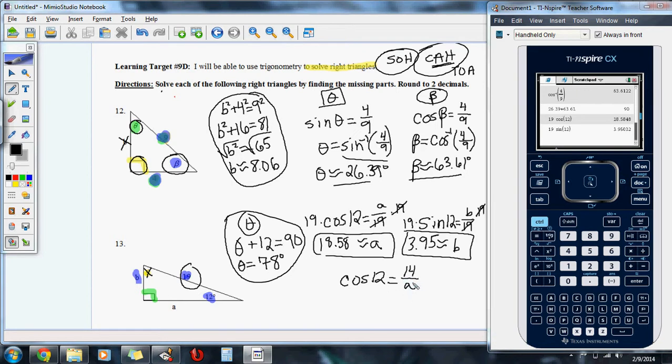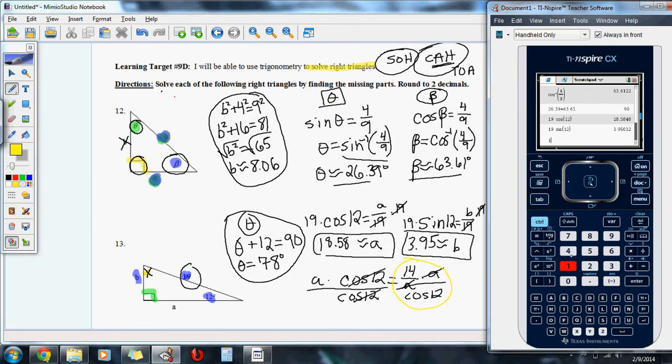Well, if the variable's on the bottom, remember, it's a little bit trickier to solve. Multiply both sides by A. Then after you have this, it really says A times cosine of 12 equals 14. That's where you want to divide both sides by cosine of 12. I'm running out of room, so I'm not showing that here. But to find A now, all you would have to do is put this on your calculator, which is 14 divided by cosine 12. So I'll show you how to do that.